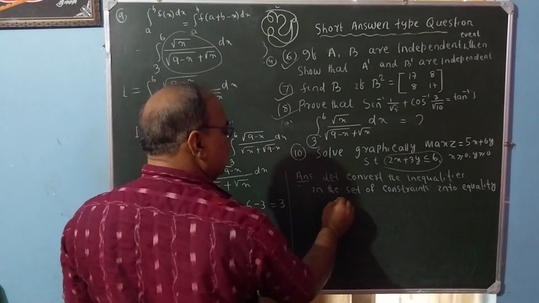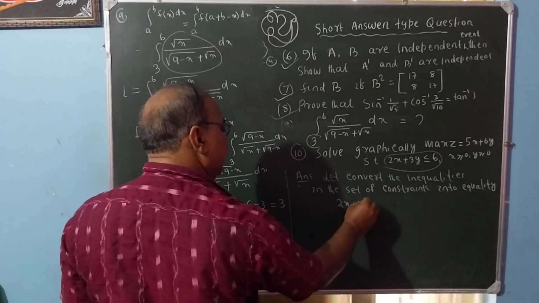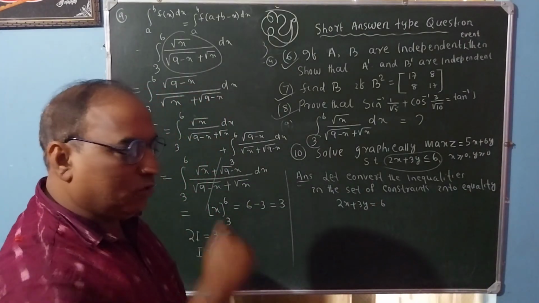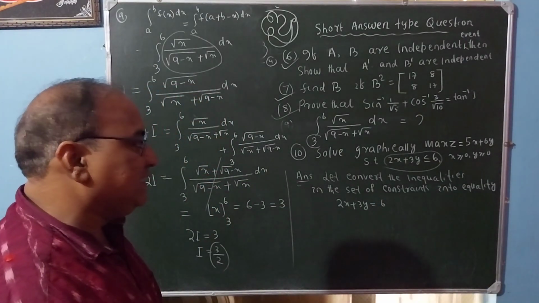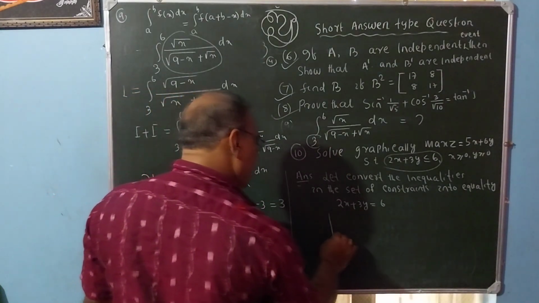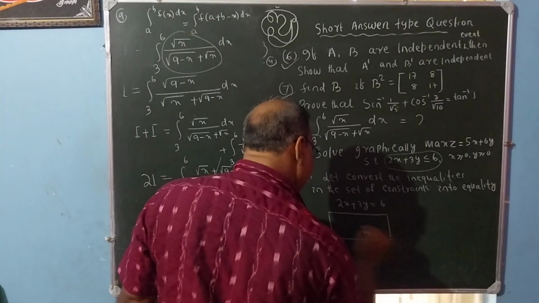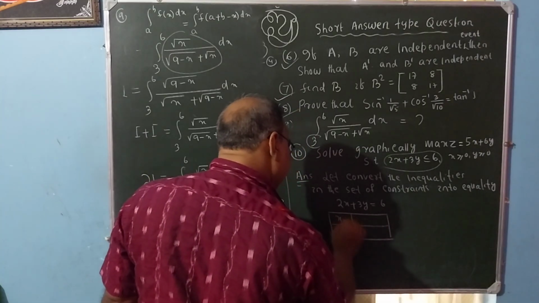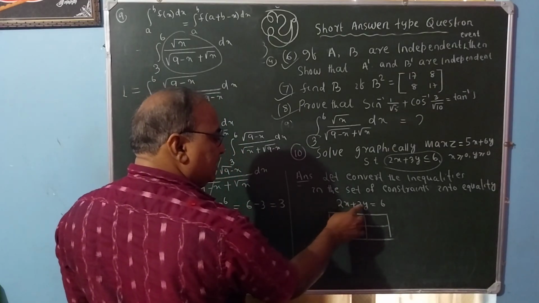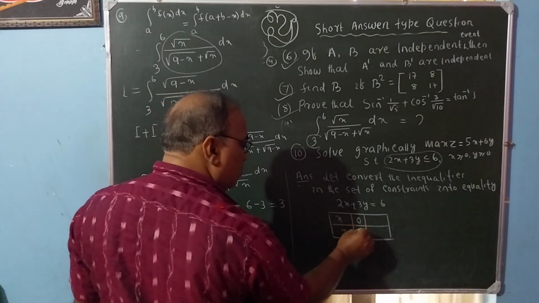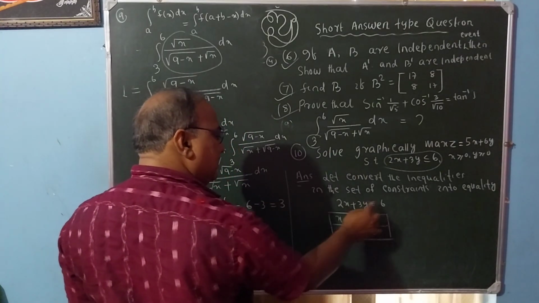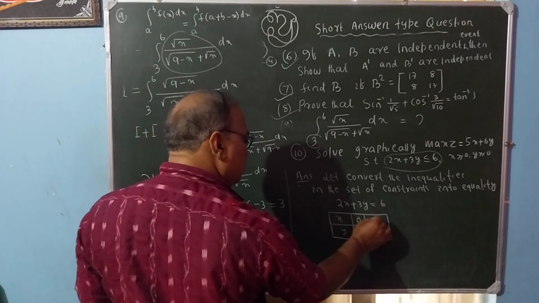Okay, so that is 2x plus 3y is equal to 6. First of all, we have to convert the inequalities in the set of constraints into equalities. Then you have to make one box like this. It is x, it is y. Put x is equal to 0: 3y is equal to 6, y is equal to 2. When y is equal to 0, 2x is equal to 6, x is equal to 3.